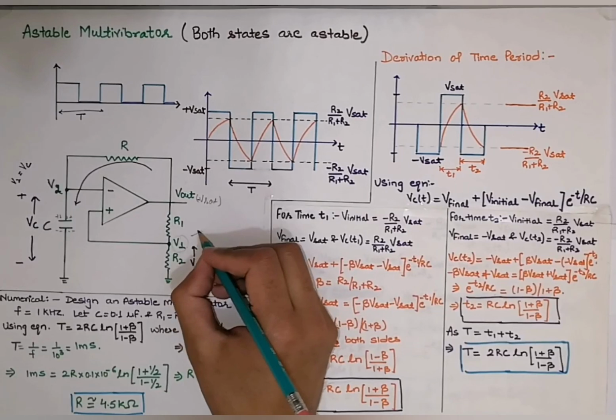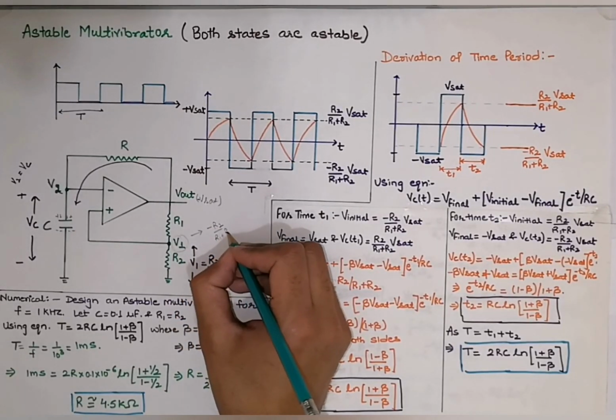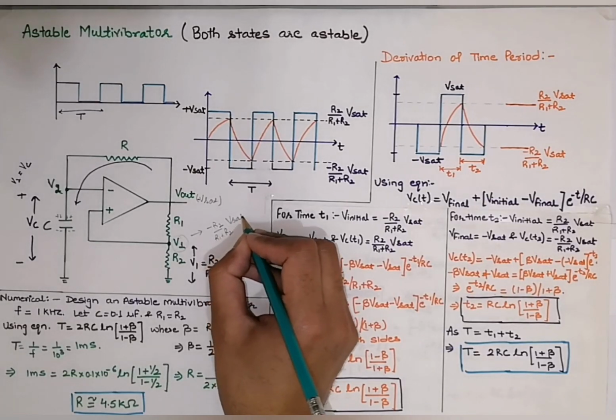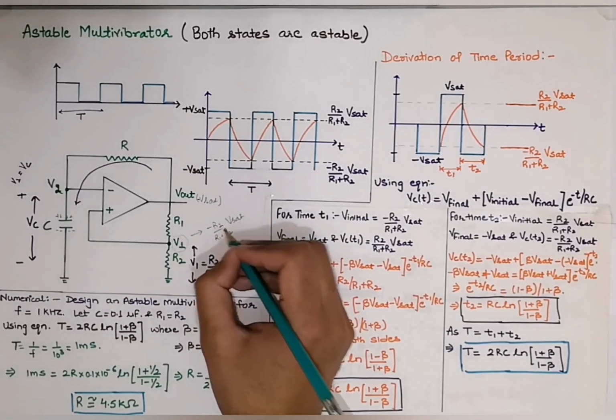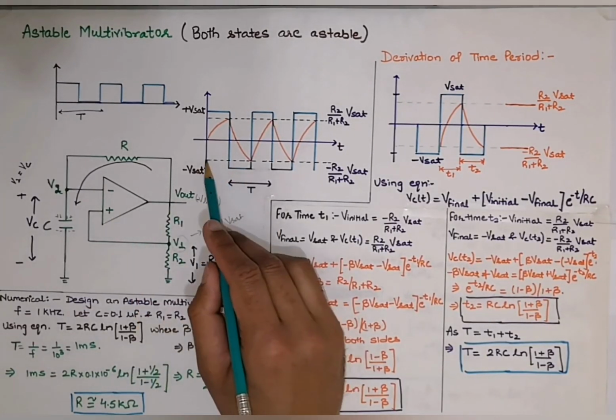It means the moment this output voltage has switched to minus V saturation, the voltage V1 must also change to minus R2 upon R1 plus R2 of V saturation, or simply R2 upon R1 plus R2 of minus V saturation. It means now the voltage at this non-inverting terminal is this one.